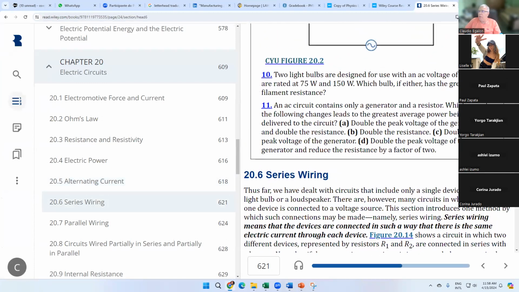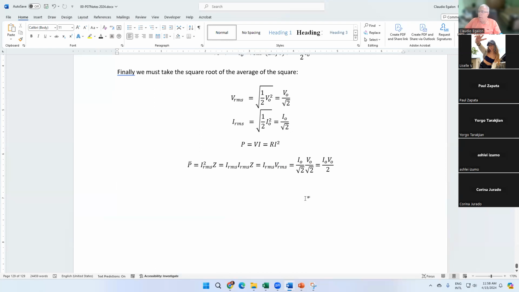So what time is it? 11:58 right now. If I ask you to calculate the power of a given circuit, just use this relationship here: the peak voltage times the peak current. Like I mentioned before, we are skipping sections 23.4 and 23.5 for now. 23.5 definitely we're not going to cover, but this one we may cover later on.